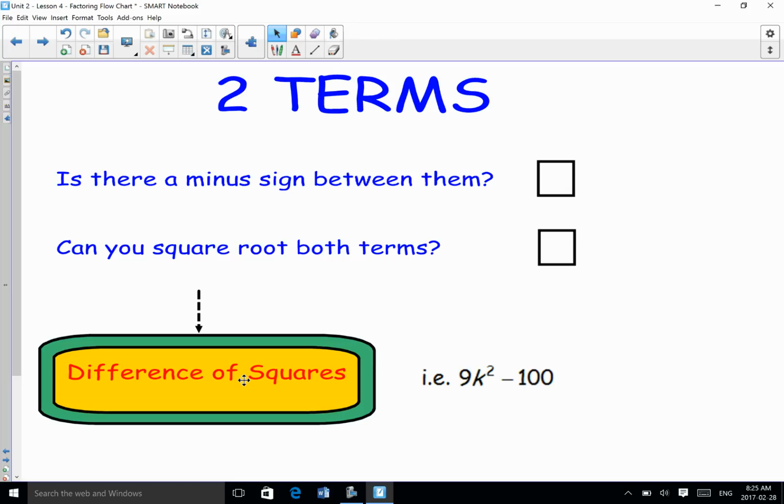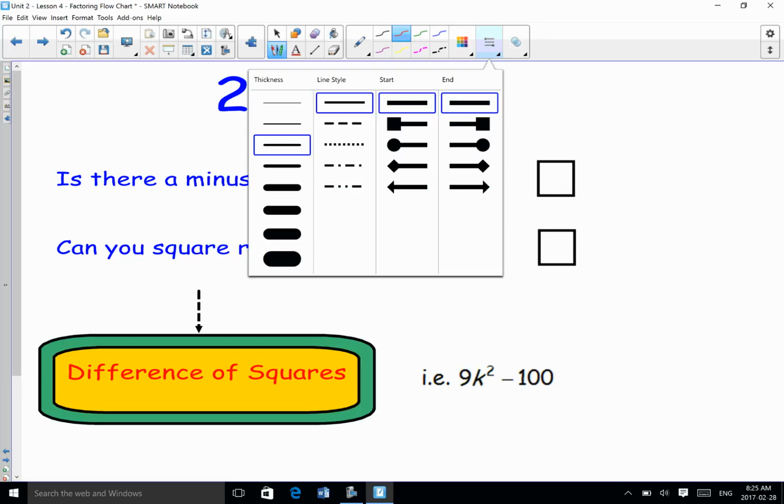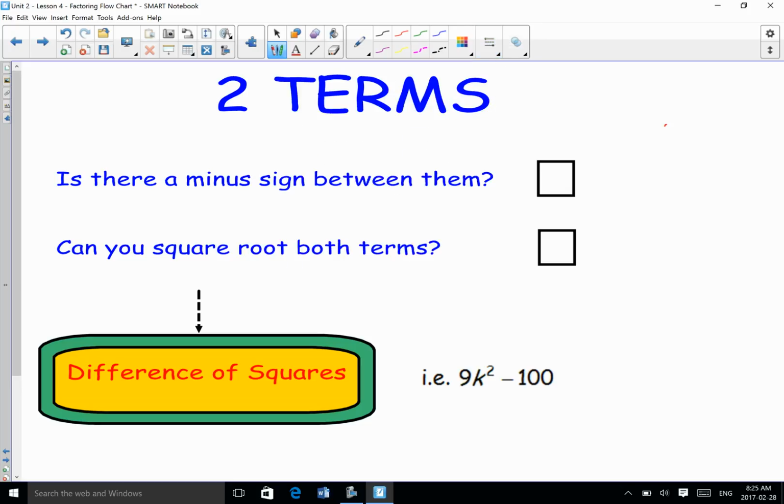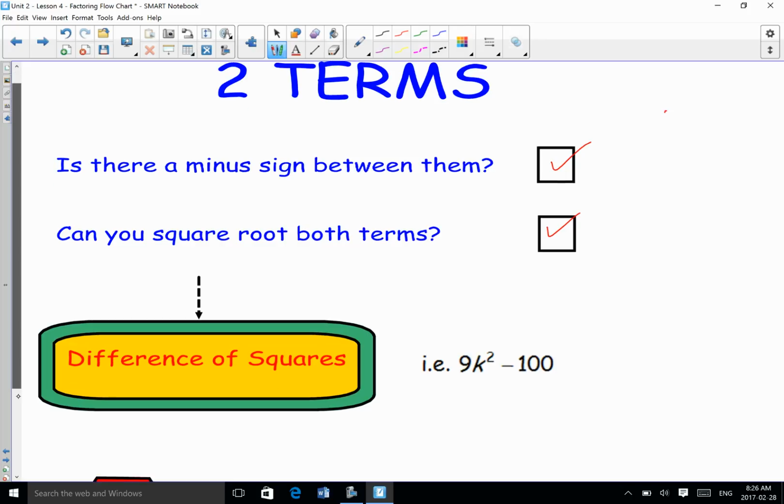There's 2 questions you want to ask yourself if you see 2 terms. Question number 1, is there a minus sign between them? If the answer to that is yes, well then, maybe we can go further. Can you square root both terms? If the answer to that is also yes, then it has to be a difference of squares. If either of those answers are no, then this is not factorable. Stop, you're done, you can't do any more. Okay? But if they're both yes, we can do our difference of squares.